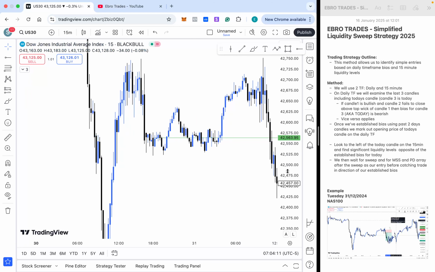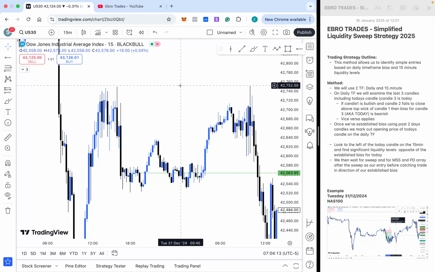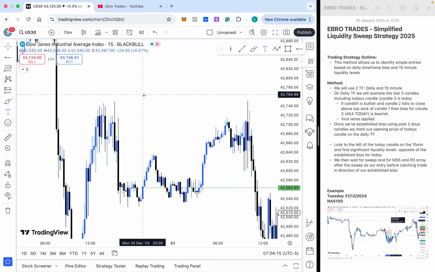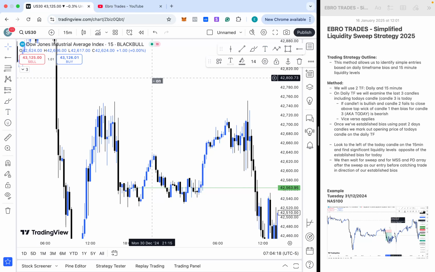Well, on the 31st, our bias is bearish. So let's quickly do a recap. On daily time frame, we found our bias for today is bearish. We are therefore looking for short trades, sells. We marked out daily candle open.